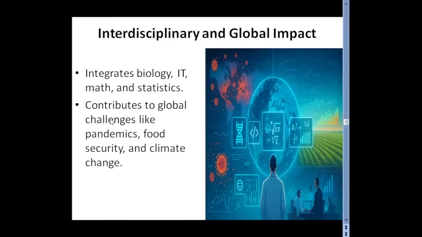Then the next reason why you must learn bioinformatics now is that it is the only field that integrates biology with IT, that is information technology, with mathematics, and also with statistics. So that is the reason why you must learn bioinformatics now. It is a career that spans across different disciplines like information technology, mathematics, as well as statistics.